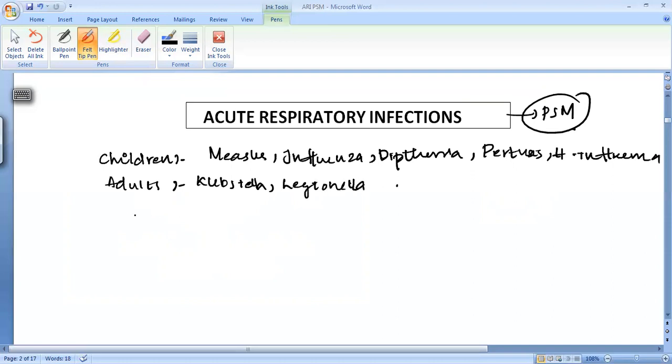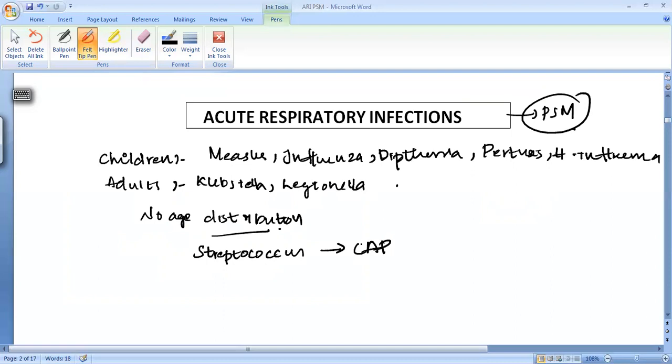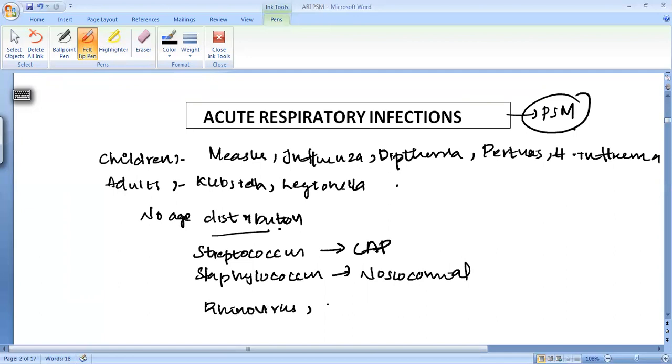But the most common ones typically have no age distribution. Streptococcus is the most common cause of community acquired pneumonia. Staphylococcus is the most common cause of nosocomial, that is hospital acquired pneumonia. The other causes can be rhinovirus as well as coronavirus. These are the organisms which do not have any age predisposition.